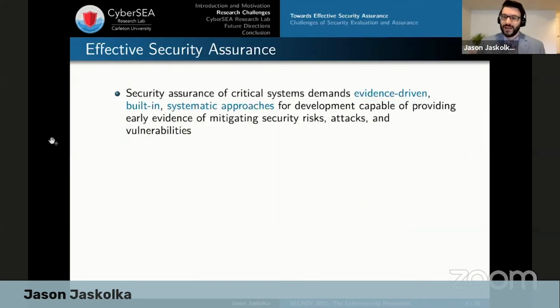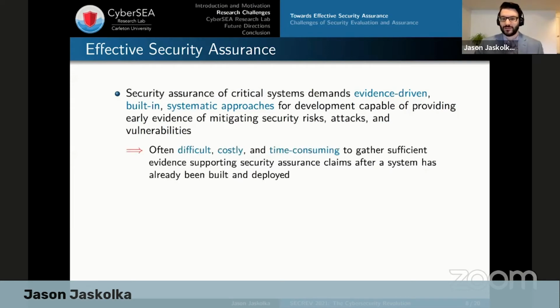So what we're aiming to do is to provide effective security assurance. So the assurance of these critical systems demands that we have evidence-driven, built-in, and systematic approaches for developing these systems such that we can provide early evidence of mitigating the security risks, attacks, and vulnerabilities. But this is often difficult, costly, and time-consuming. And when we consider trying to do this after the fact, after we've already deployed a system, well, that becomes even more difficult, more costly, and time-consuming.